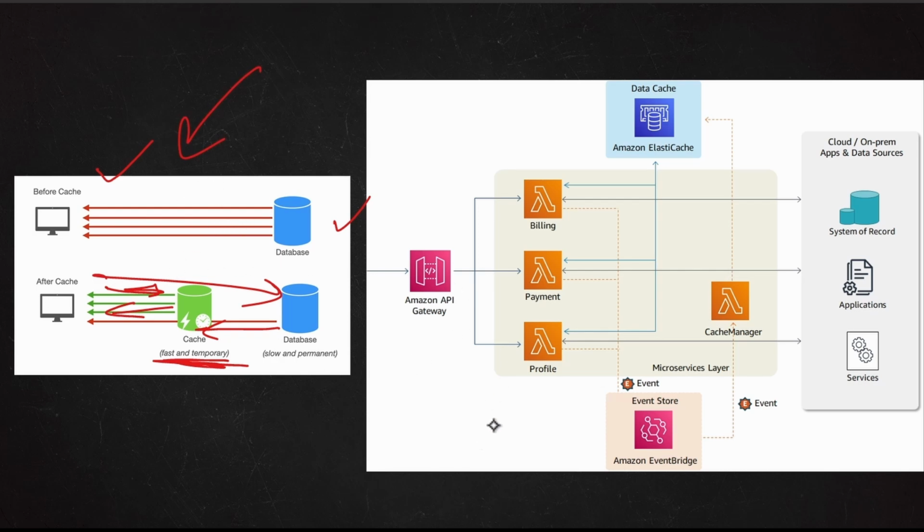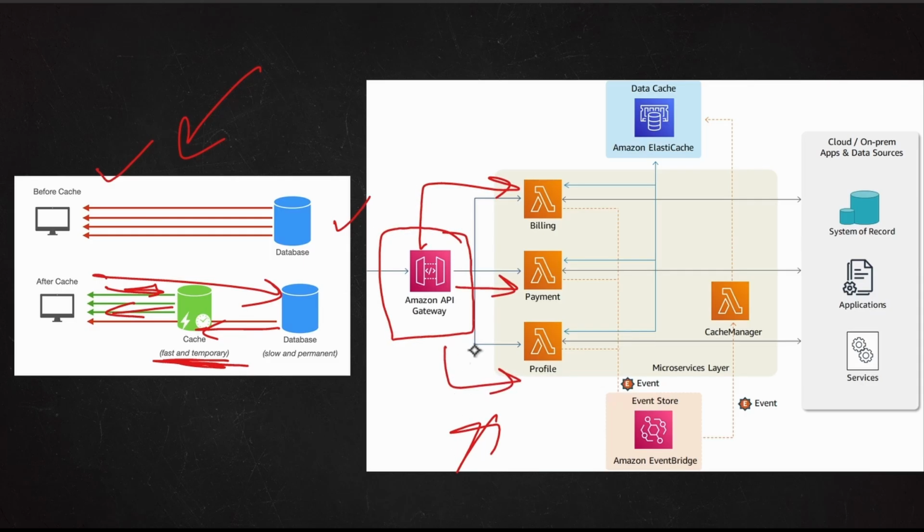But if you talk in terms of Amazon AWS, this is the Amazon API Gateway service. In this we are going to go to the Lambda service. I hope you understood what is meant by Lambda service. I explained the basic stuff in detail, and we have some services over here. We have some system records, applications, and services. We have the ElastiCache service, cache manager, and all the stuff, and we have Amazon EventBridge. So a cache manager will come here.